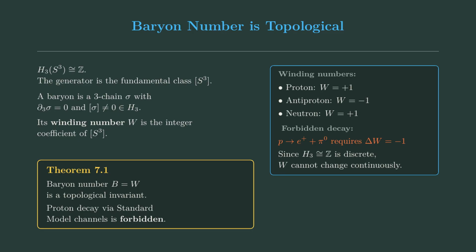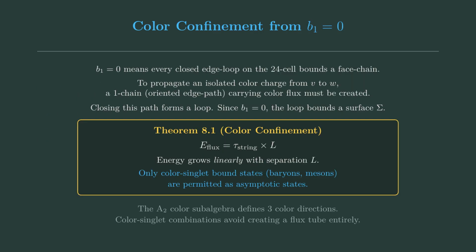B1 equals 0 gives us confinement. The A2 subalgebra of the D4 root system defines 3 color directions. To propagate an isolated color charge from one vertex to another, you create an oriented edge path carrying color flux. Close that path into a loop. Since B1 equals 0, every closed loop bounds a phase chain, and the gauge energy stored is proportional to the area, which scales with path length. Energy equals tau_string times L. Isolated color charges cost infinite energy at infinite separation. Only color singlet combinations, where the total A2 weight vanishes, avoid the flux tube. Those are baryons and mesons.